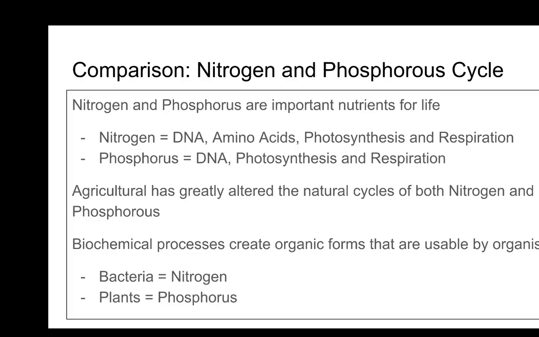usable by organisms. Bacteria is essential for incorporating nitrogen into the food system and into the biotic systems, and for phosphorus, it's plants. Plants are essential for bringing phosphorus into the biosphere.